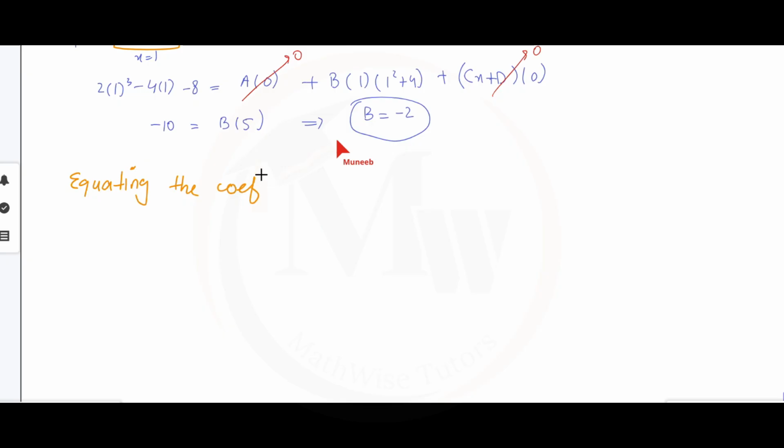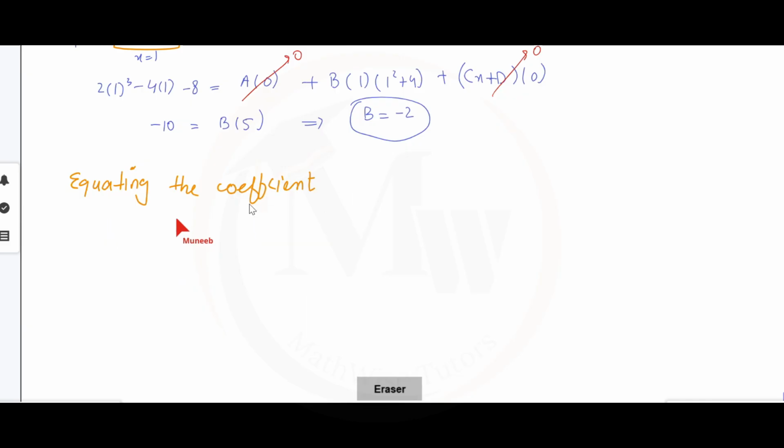So equating the coefficients means that we will equate the similar coefficients. Similar coefficient means, let's suppose you have 2x squared on this side and here you have 2a x squared. So see, the coefficient of x squared here is 2, and here the coefficient of x squared is 2a. So we equate them, make them equal, okay, and find the value. So how do we find the values? We will equate the coefficients of equation number 2.